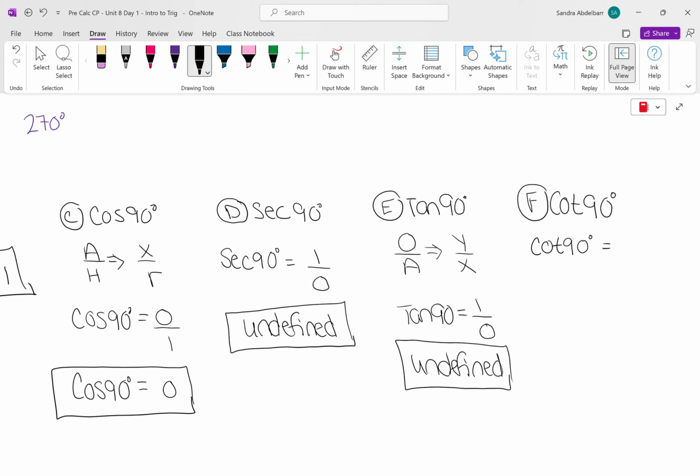All right, the cotangent of 90 is going to be 0 over 1. Is that okay to have 0 in the numerator? Absolutely. So our cotangent of 90 will be 0.